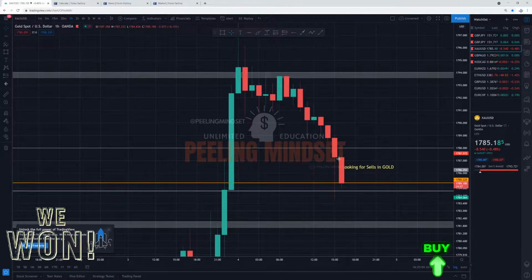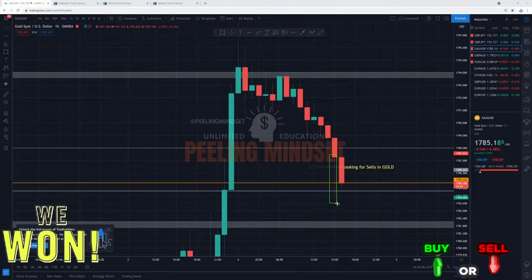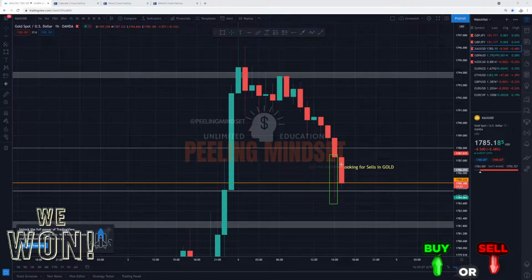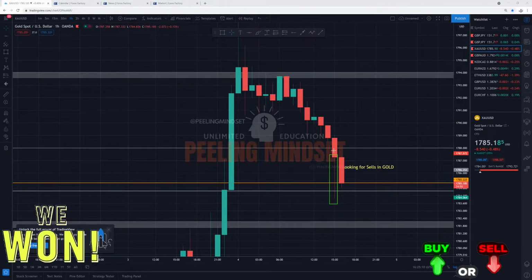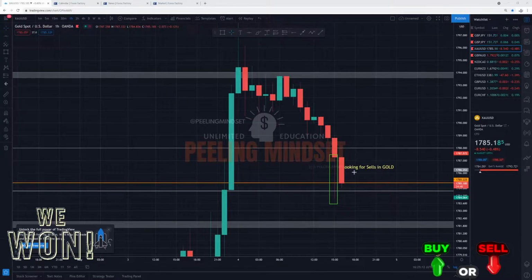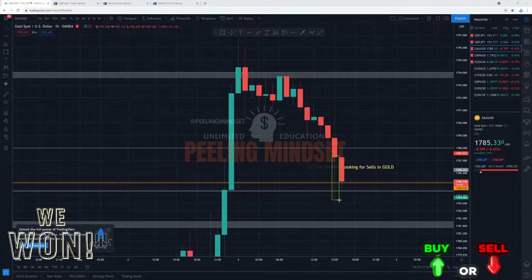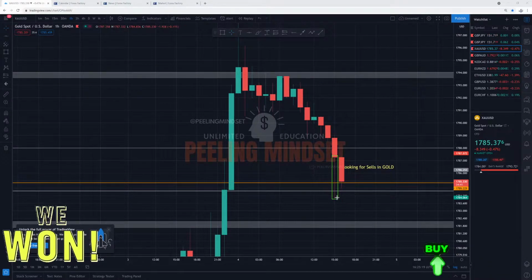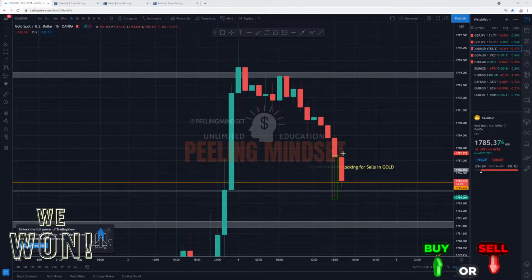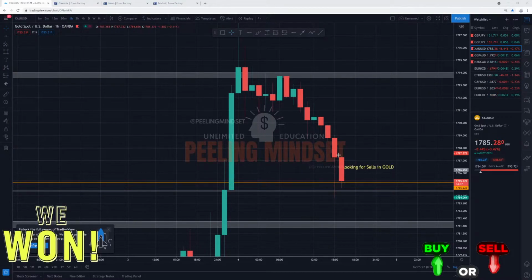So this right here, this is something I was talking about previously. This is a healthy retracement. That's an advanced concept. Not many people get it, but this is a healthy retracement. People call me crazy when I say healthy retracement. But if you know, you know. If you know what I mean, you know what I mean.